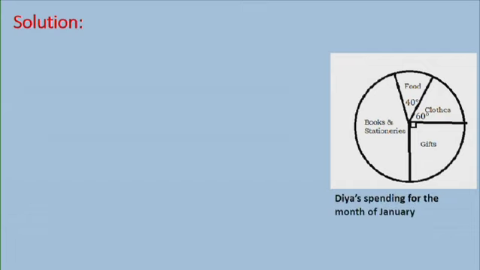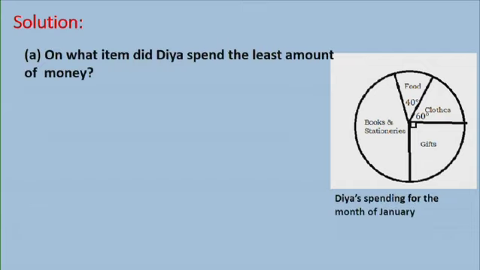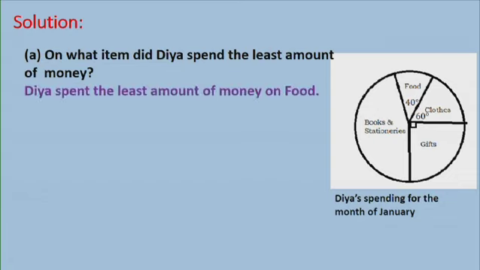Part A, I need to find on what item Dia spent the least amount of money. So we look at the given pie chart. We can see that food represents the smallest sector, 40 degrees. So Dia will spend the least amount of money on food because it is the smallest sector.